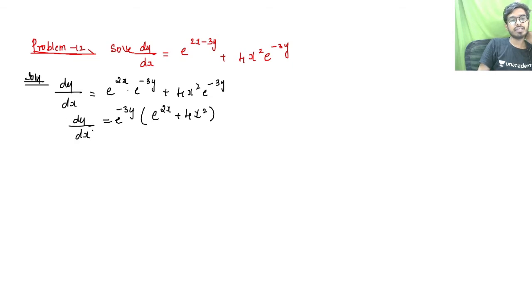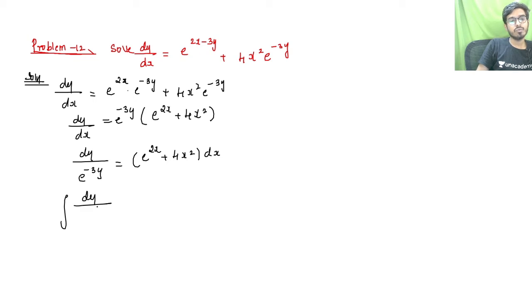So we have dy by dx as capital X into capital Y, where capital X is a function of small x and capital Y is a function of small y. So this will be dy divided by e power minus 3y is equal to e power 2x plus 4x square dx. So integrate this.